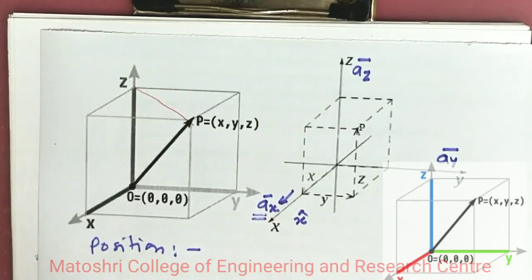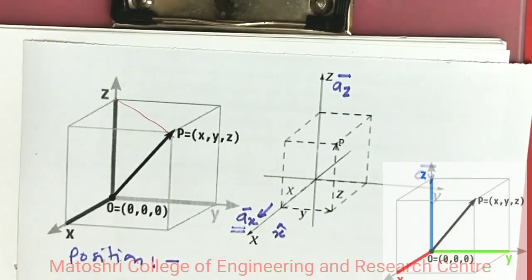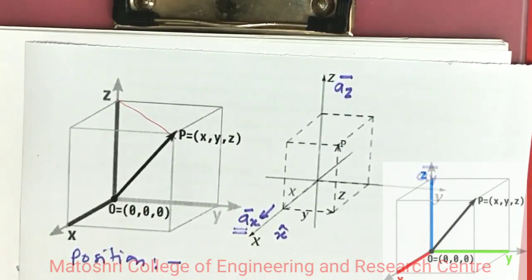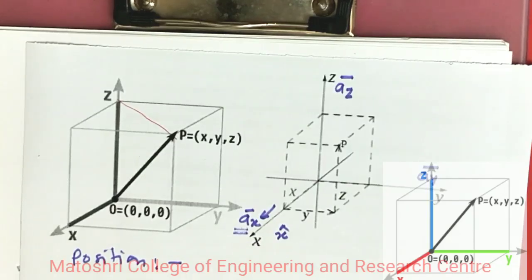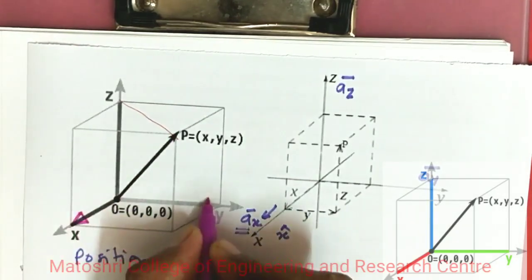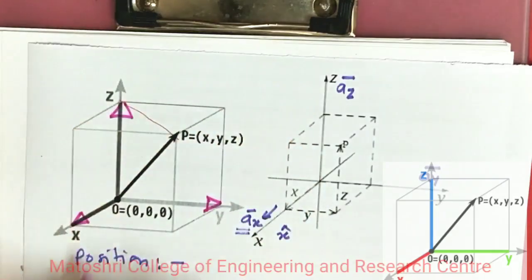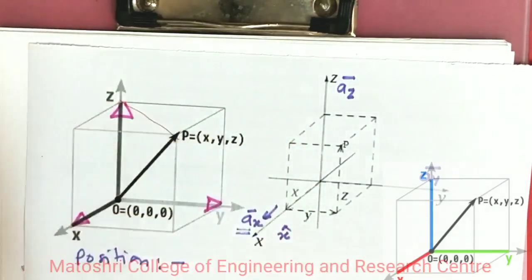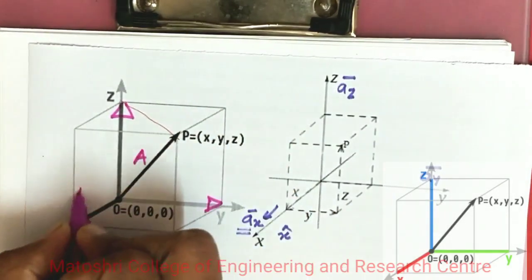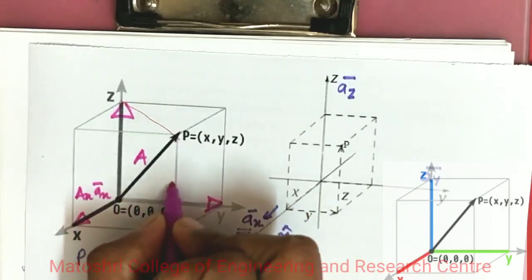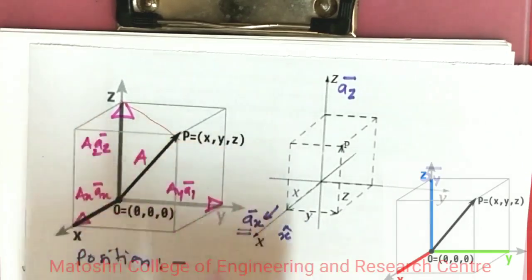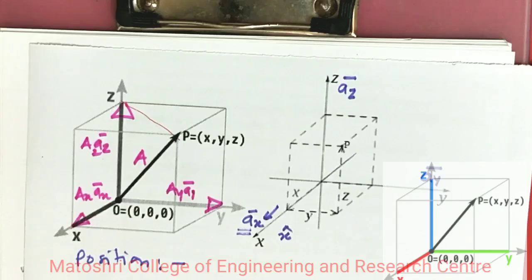Now we will express the position vector, and the position vector is given as the summation of three components, that is the component along the x axis, the component along the y axis, and the component along the z axis. That means this vector is specified as the addition of three vectors. This is the vector along the x direction, the vector along the y direction, the vector along the z direction. Let's suppose this is the vector a, then it is ax, ay, and az. So a vector is represented by the addition of the three components.